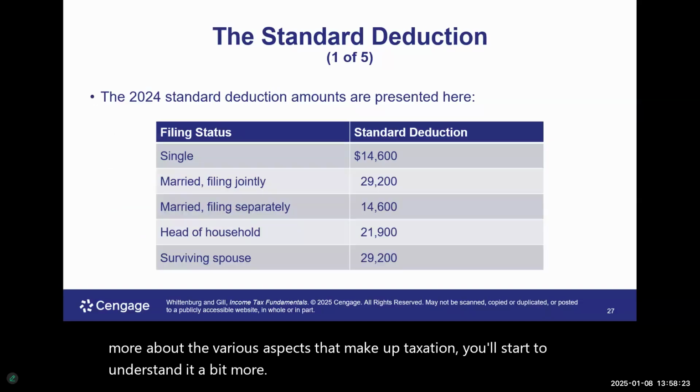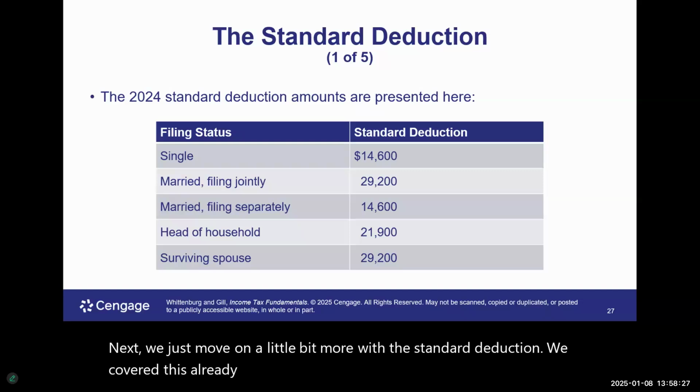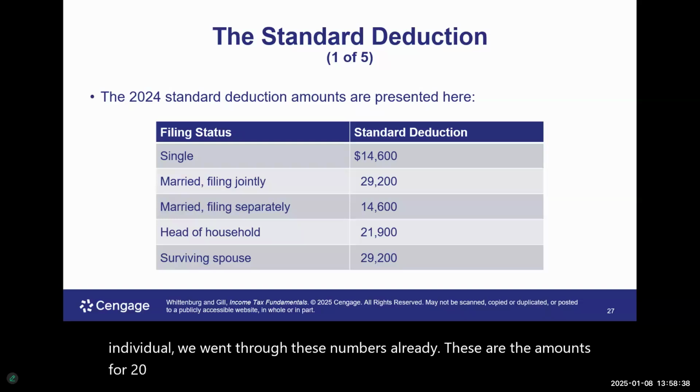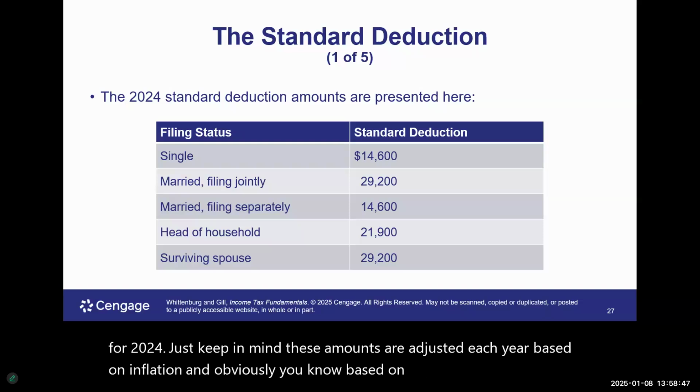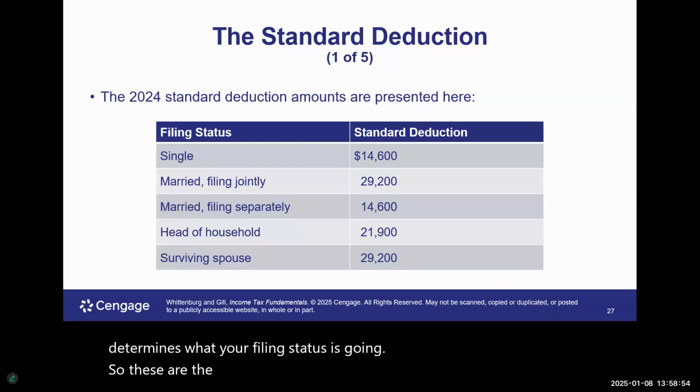Next, we move on a little bit more with the standard deduction. We covered this already. It is basically an amount of money that the IRS lets you keep tax-free based on your filing status and your age. So for a single individual, we went through these numbers already. These are the amounts for 2024. Just keep in mind, these amounts are adjusted each year based on inflation. And obviously, based on the inflation amounts, that determines what your filing status is going to be. So these are the amounts for 2024.